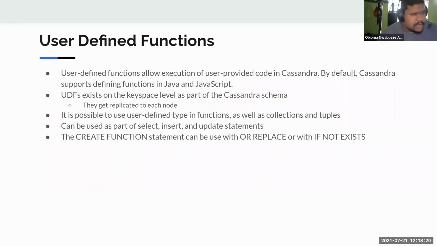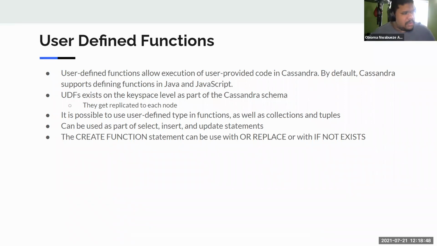And then once created, user-defined functions exist on the keyspace level as part of the Cassandra schema. So if you describe the keyspace, not only will all of your tables show up, as well as your user-defined types, but also your user-defined functions. And because of this, they get replicated to each node automatically, so there's no need to copy them between nodes or create them on each node individually.